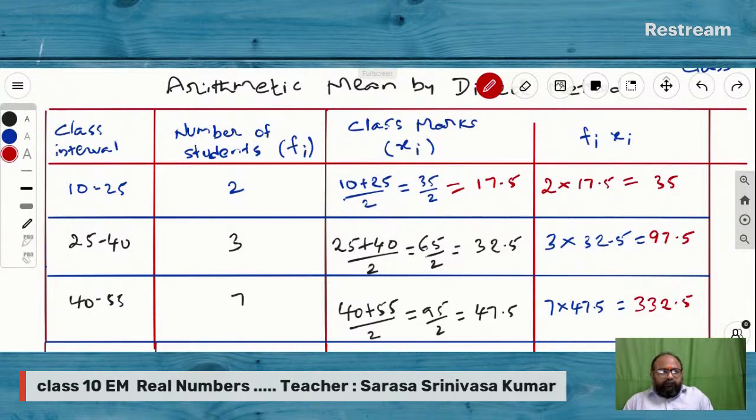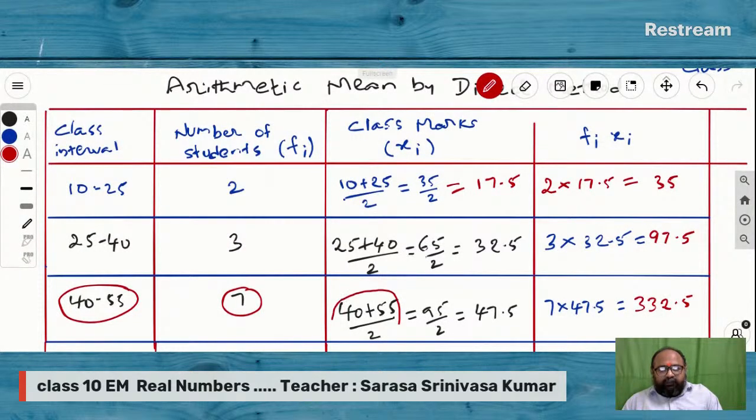And next, the third row, 40 to 55 class interval. There are 7 students. Now we find the class marks by upper limit plus lower limit by 2, that is 40 plus 55 by 2. We get 47.5. Now the last column is calculated by 7 multiplied by 47.5 equal to 332.5.